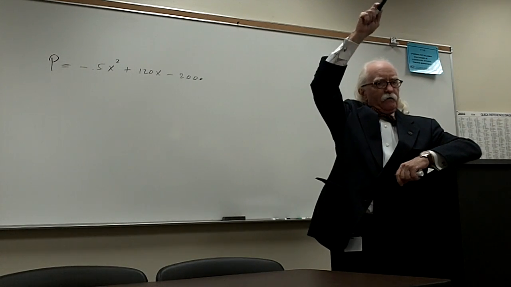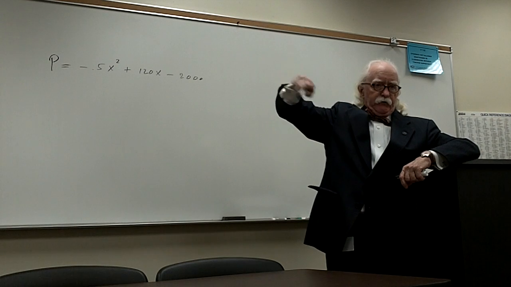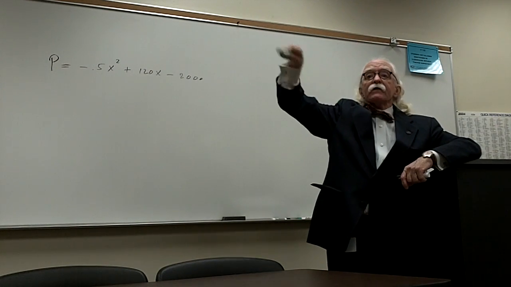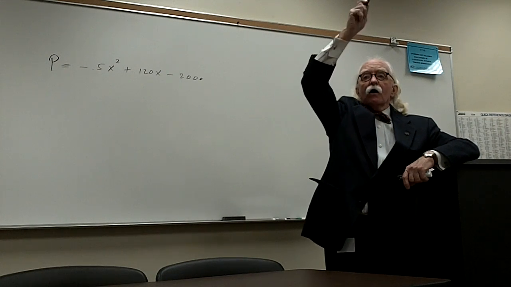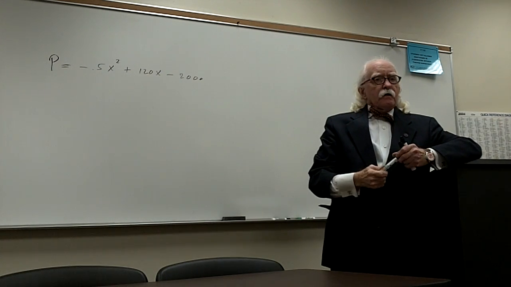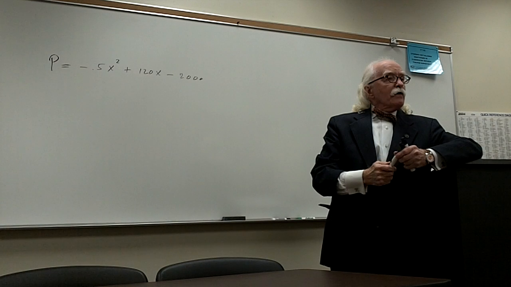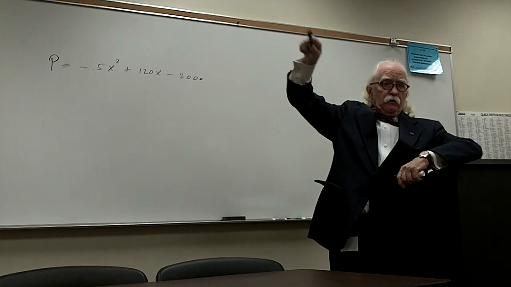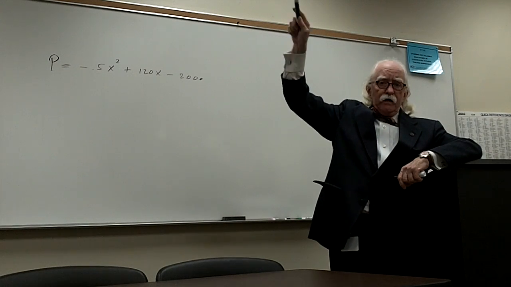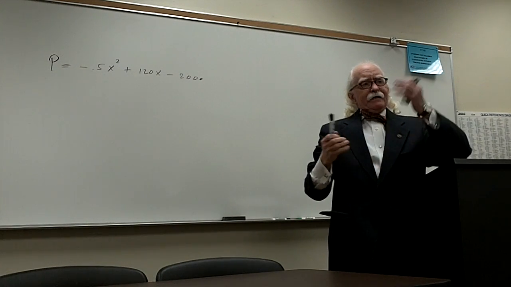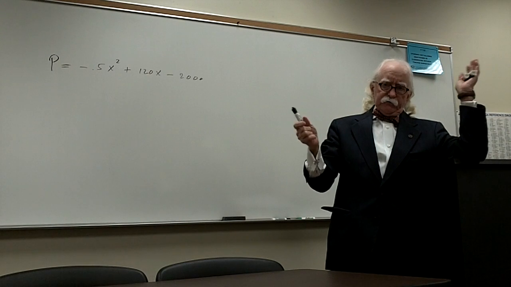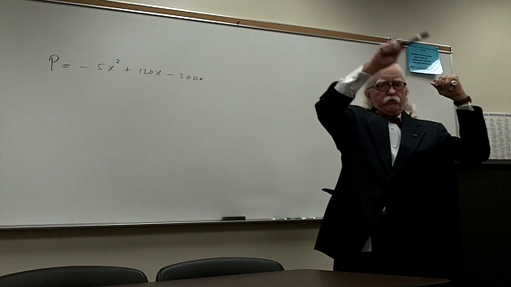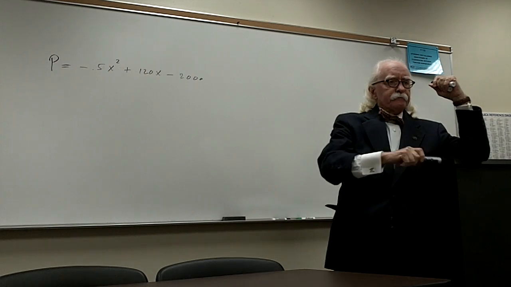What could you think about that would be shaped like this, possibly? A U? Losses. A cost function. You'd like to minimize your costs, right? So if somebody built you a cost function, it would look like this, just like the profit function is going to look like this.